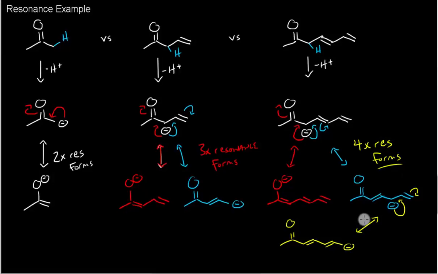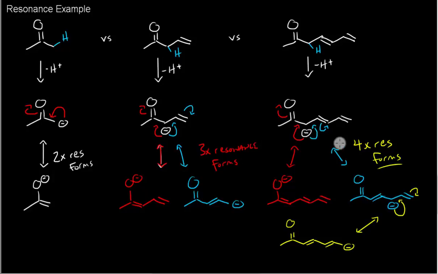Okay, so in this case, if we were to predict the most stable conjugate base, it's going to be the conjugate base with the biggest backyard. And that, in this case, means the molecule with the most resonance forms. So in this case, this has 4, this has 3, this has 2. And of these three possibilities, this one on the right gives the biggest backyard to the electrons.